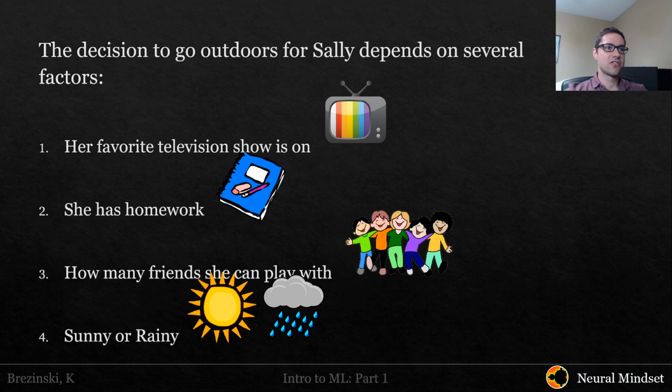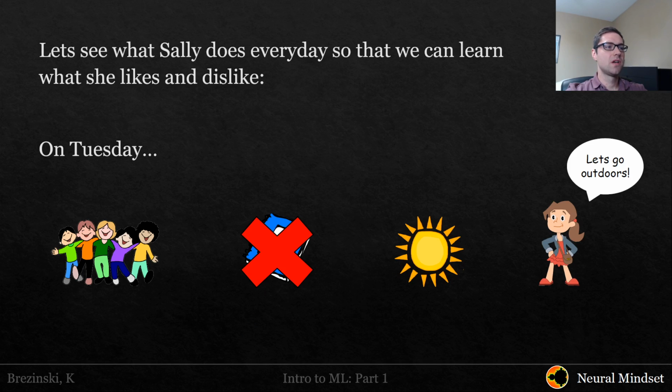So as I said, the decision to go outdoors depends on several factors: whether or not her favorite show is on, whether or not she has homework, how many friends she has to play with, so that could be a number from 0 to 5, and additionally, whether it's sunny or rainy outside. All factors, positive or negative, we don't know. So we can look at one example of what Sally might want to do on a particular day.